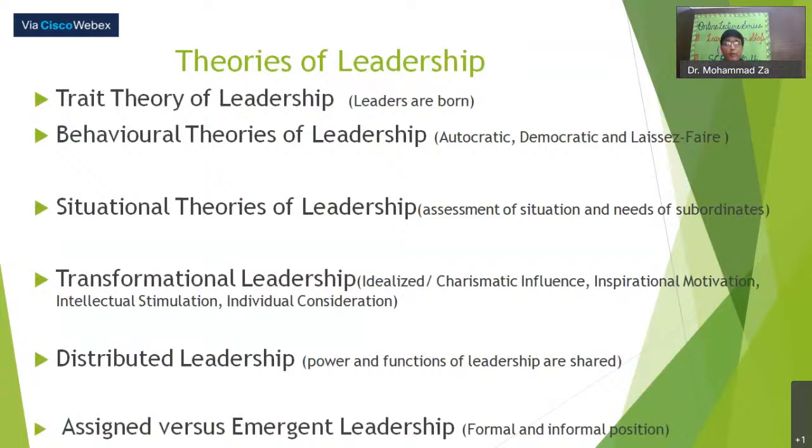Next theory is transformational leadership. This theory talks about idealized and charismatic influence. Here, the leader is seen as a role model. What the leader wishes his or her students to do, how to behave in a certain way, he must be a role model. He cannot tell students that they should behave like this, and there is no need for me to behave like this.